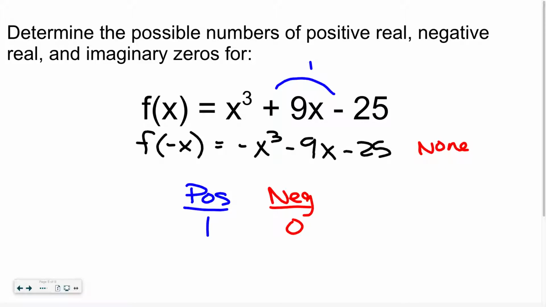Why doesn't the negative x cubed count as a sign change? I'm not counting the sign changes from here to here. This is for positives. I count the sign changes in f of x, the original function. This is positive, this is positive. That is not a sign change. This is positive, this is negative, that is a sign change. And then when I want to do the negatives, I'm counting the sign changes down here, but I'm not going from here to here.